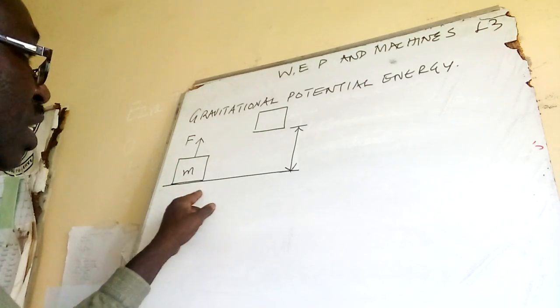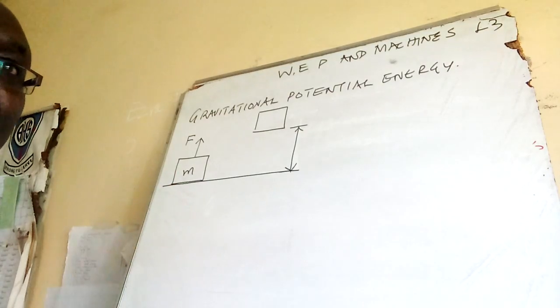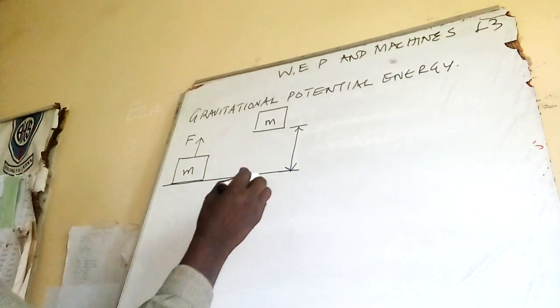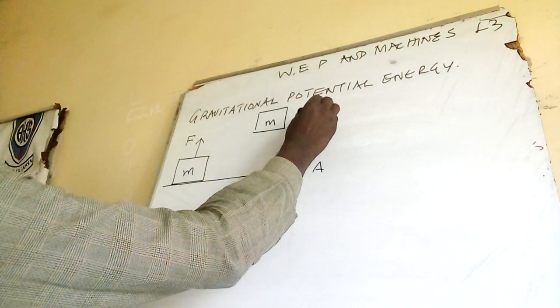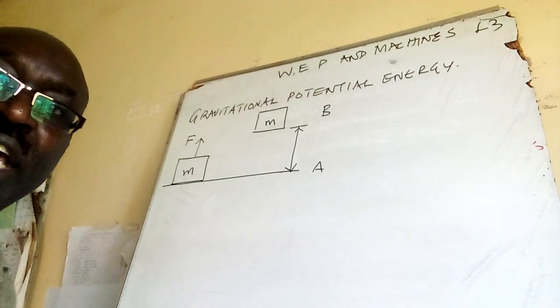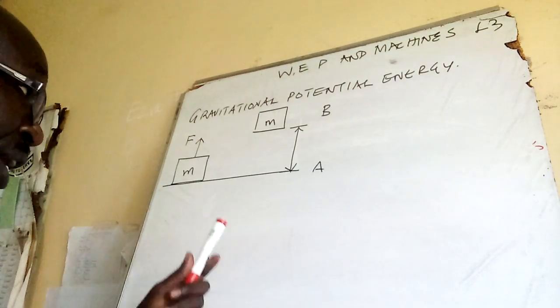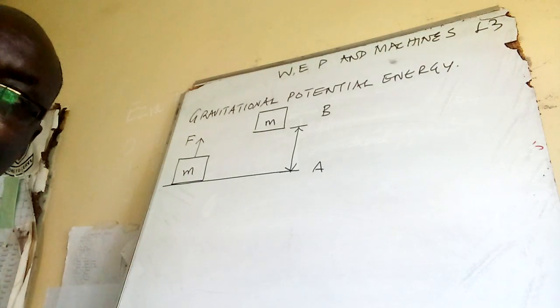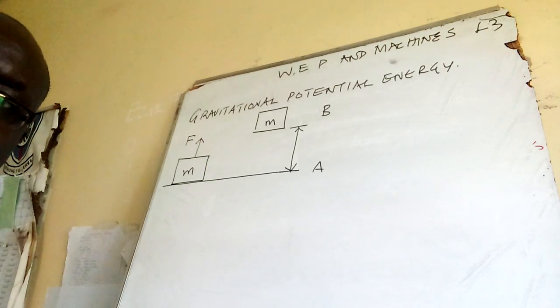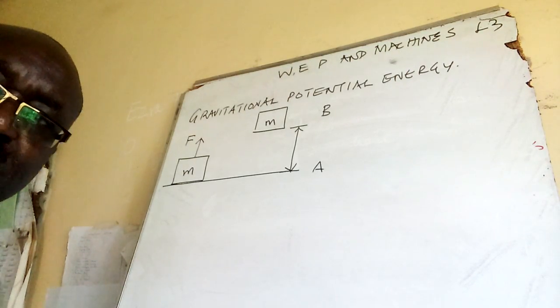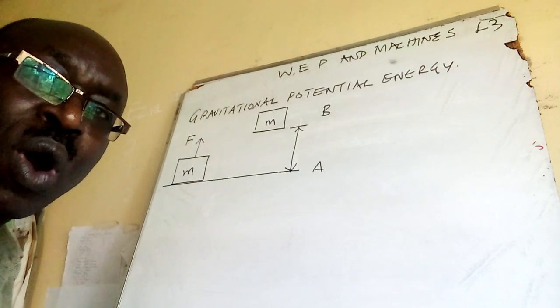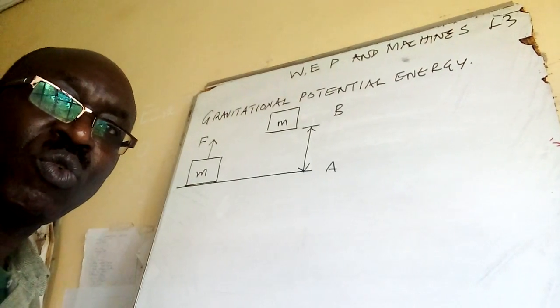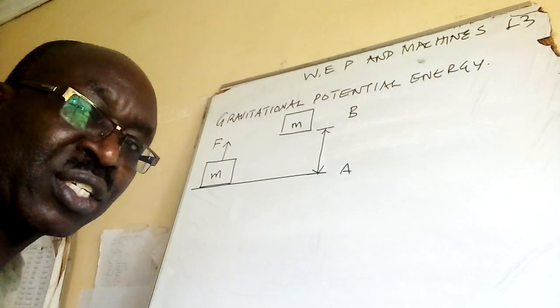You have a body on this level. This is a body of mass m, and we want to lift it vertically upward from position A to position B. So there will be energy change from level A to level B. Whenever there is energy transfer, then we can talk of work done. So that is what I want us to see.